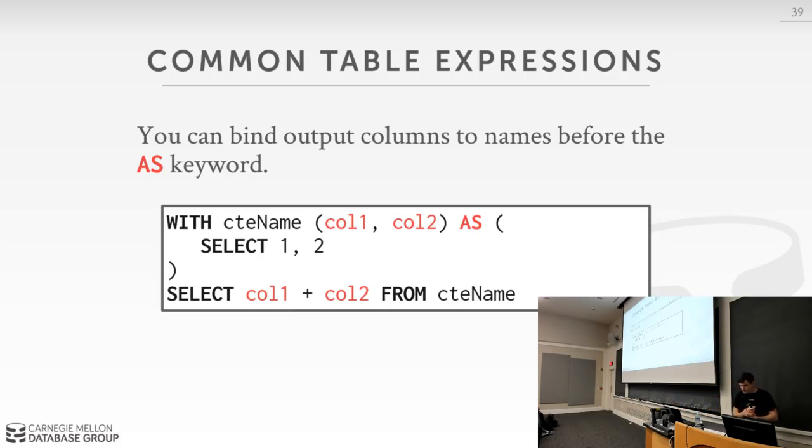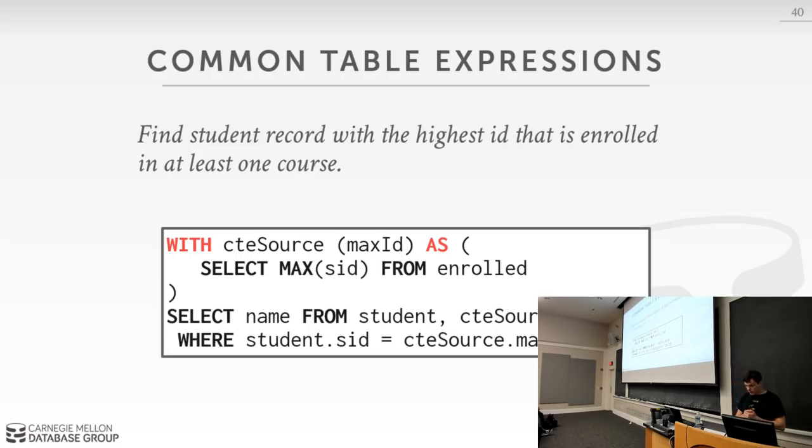Pretty straightforward. So let's go back and try to do that example we did before, where we want to find the name of the student with the highest student ID that's enrolled in at least one course. For this, I have my CTE, and inside of that, I'll do my max on the student ID on the enrolled table. Again, that produces one tuple with that max student ID. Then down below, I can do a join where I reference the CTE that was generated above, and I combine the max ID that came out of this with my student ID, and that produces the one tuple that I want.